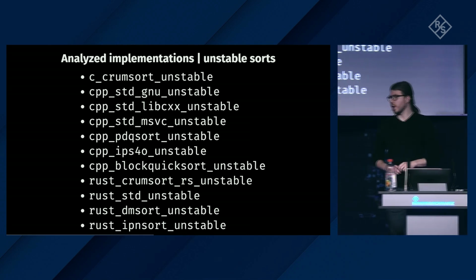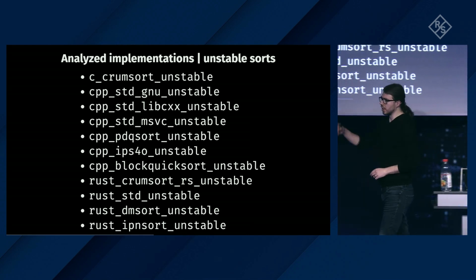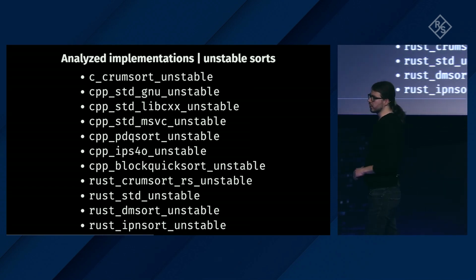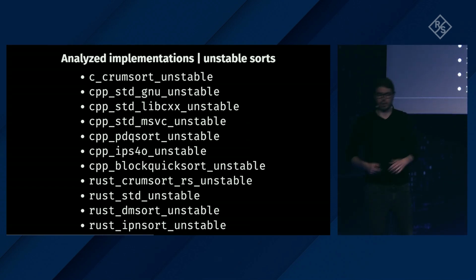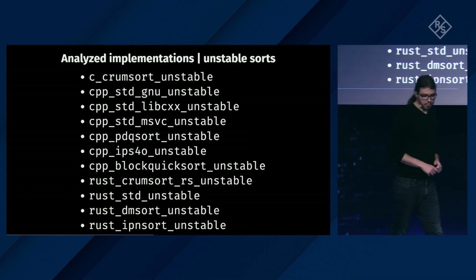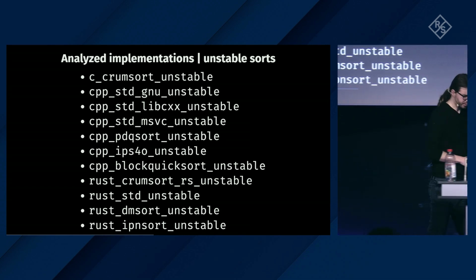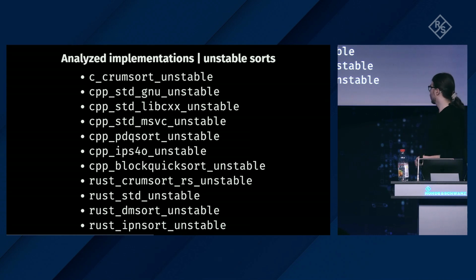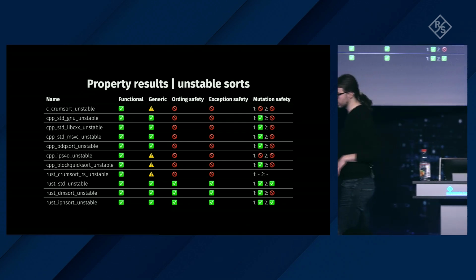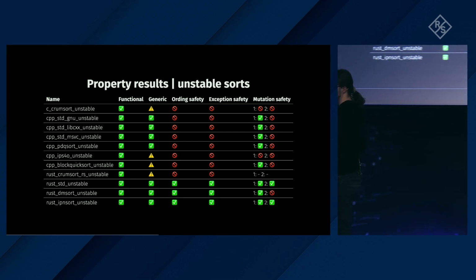There's also some interesting caveats we'll talk about. We have the standard library implementation in Rust, which is a port of PDQ sort actually, or a derived design. We have DM sort and IPN sort, which are also derived or sometimes novel implementations. Yeah, so let's look at the properties. I measured all these different properties.